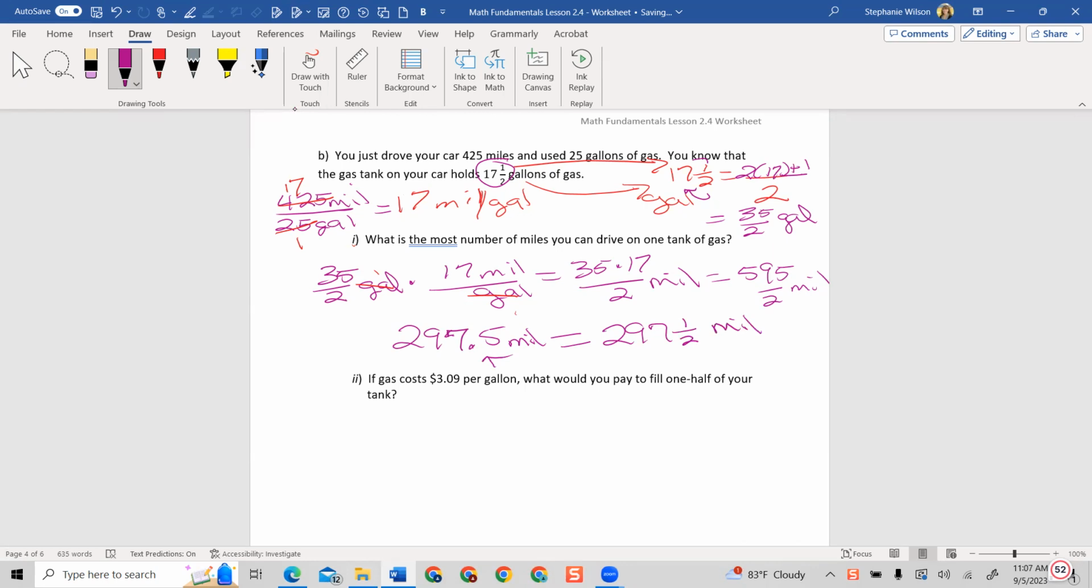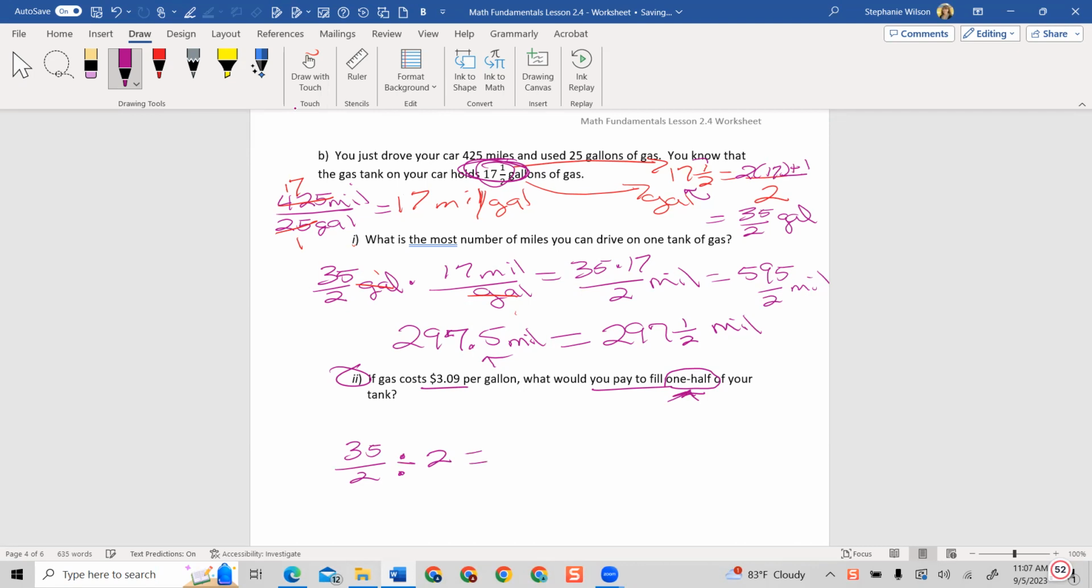So now let's solve for part B. It says if gas costs $3.09 per gallon, what will you pay to fill up 1/2 of your tank? So this is a clue. It says 1/2. So what I'm going to do is take this 35/2, which we got from this here, right? And I'm going to divide it by 2 because it said half. So we're half in that tank. I know 35 halves is the whole tank. Let's divide it by 2.